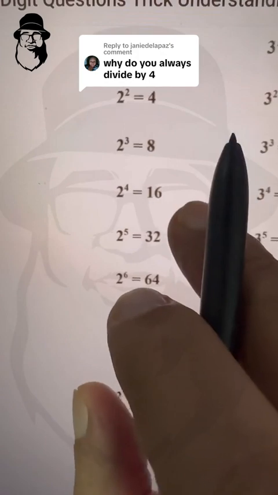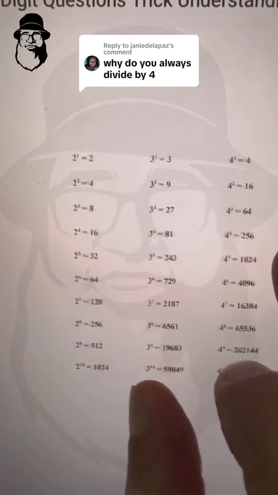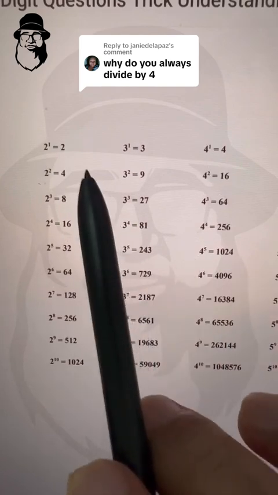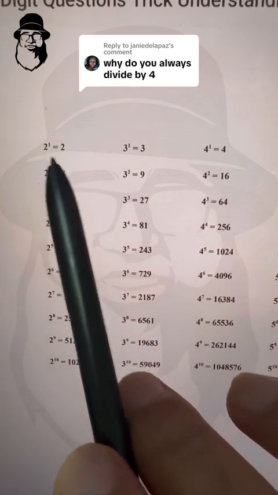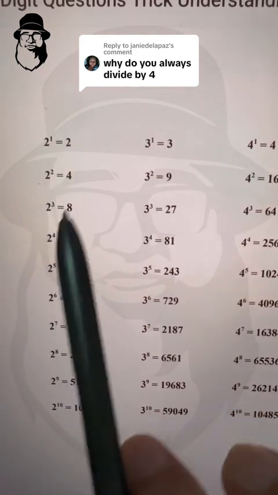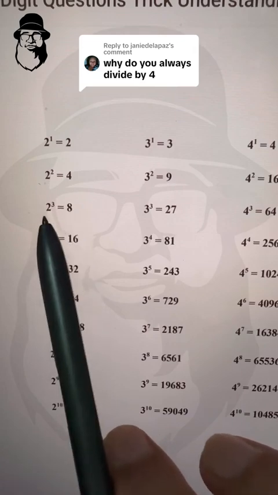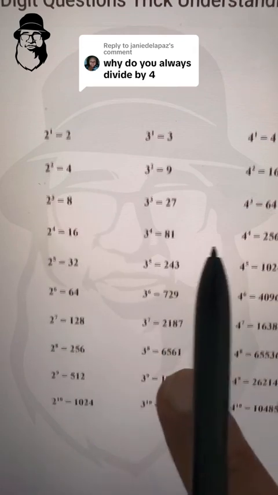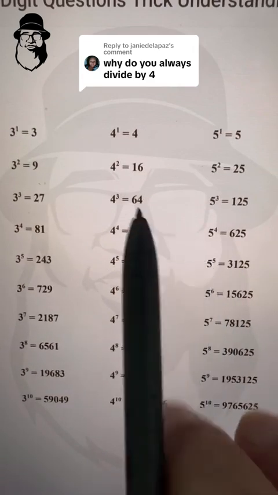Now here I have taken this table, and it's all powers of 2. 2 to the power 1 is 2, 2 to the power 2 is 4, which means 2 times 2. 2 to the power 3 is 8, 2 times 2 times 2 is 8, and so on. Powers of 2, powers of 3, powers of 4.